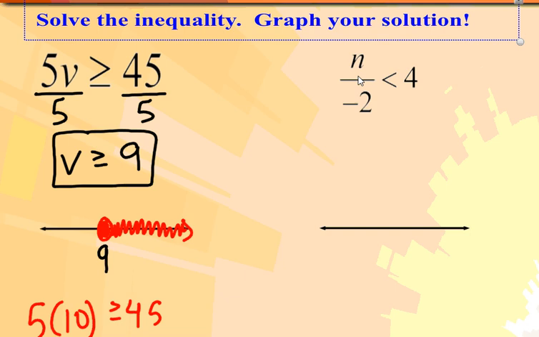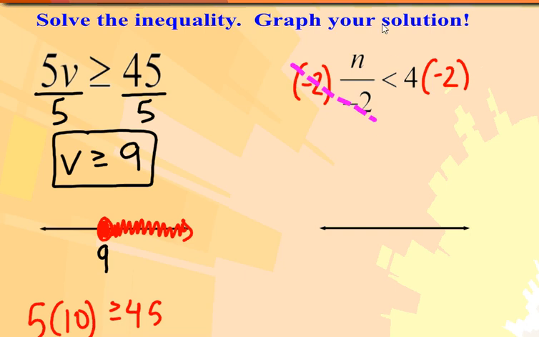Over here, I have n divided by negative 2 is less than 4. I need to undo division with multiplication. So I multiply both sides by a negative 2. This negative 2 will cancel that negative 2. I'm left with n, and I get a negative 8 here. And let's say I don't switch the sign. You definitely need to. This is going to need to become a greater than, but let's say you don't.